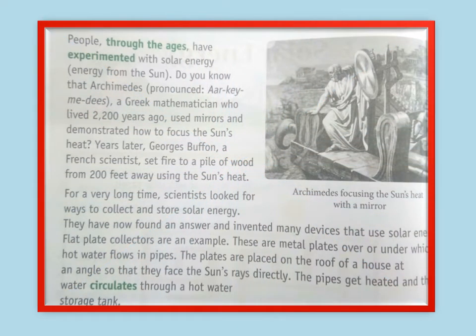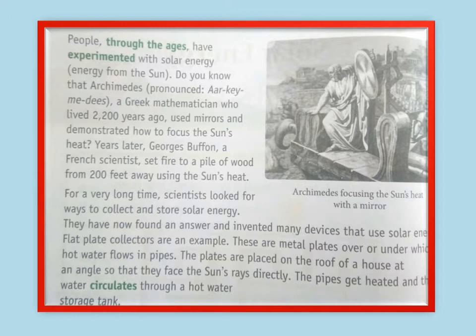People through the ages, meaning throughout history, have experimented. Experimented means they tried many ways for utilizing solar energy for different purposes. People through the ages have experimented with solar energy, or energy from the sun.